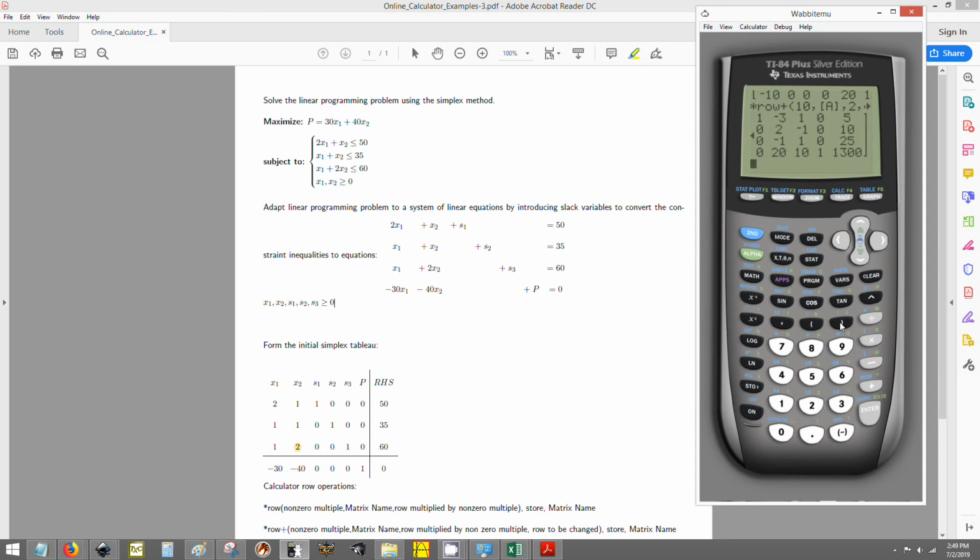I hope this helps. You're more than welcome to do it by hand. In fact, I think it's easier to do it, but I figured I would show you how to do it on a calculator. And that's it.